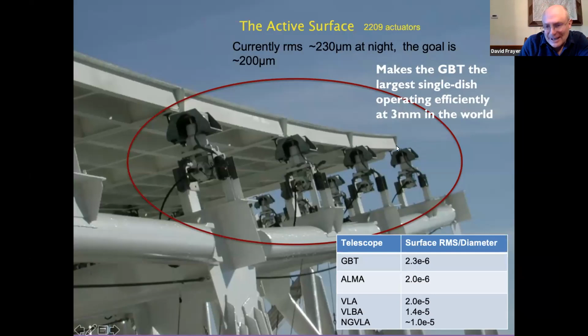And you can see in one corner, these are mechanical actuators that actually move the dish around as the dish deforms due to gravity. You can correct for that, maintain a nice parabola. And our accuracy relative to our size is actually quite good. It's like a couple parts in a million, which is actually quite spectacular. So you have a 100-meter metal dish exposed to the elements, and you can maintain that to 200 microns roughly, or 0.2 millimeters over a 100-meter dish. It's really good performance.